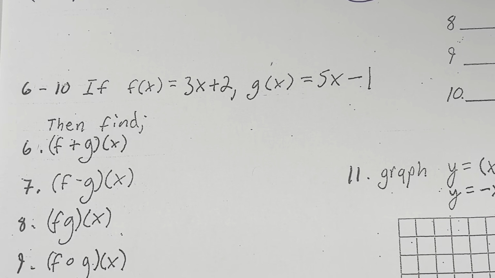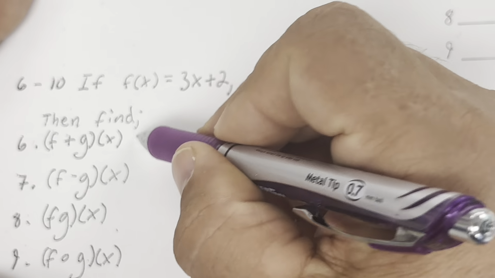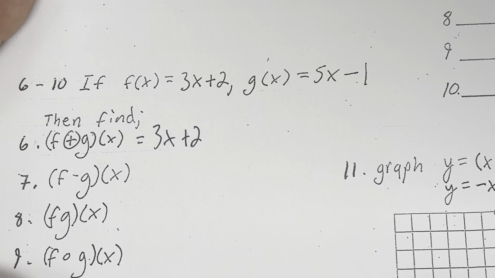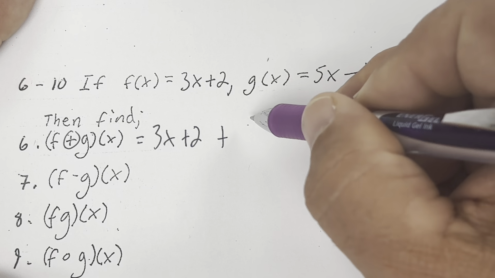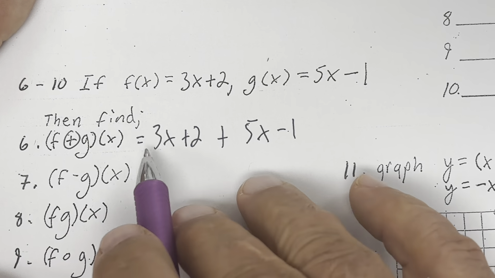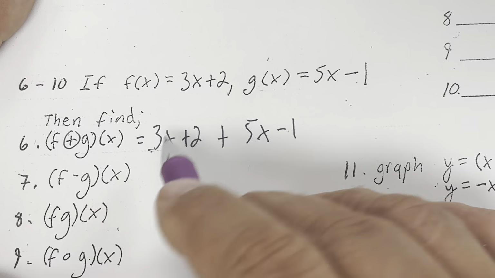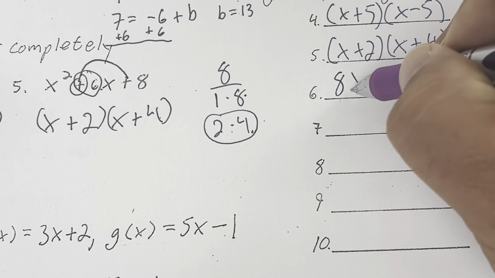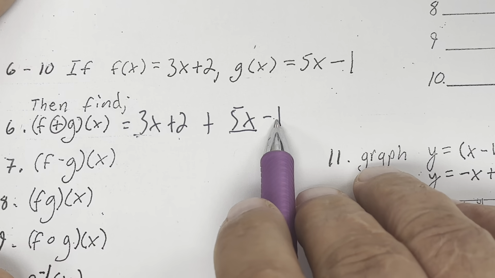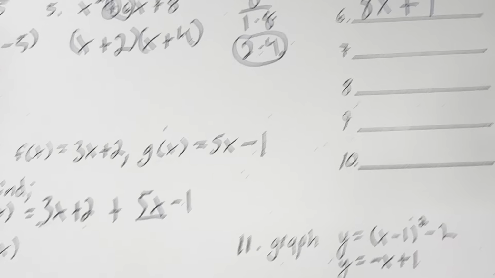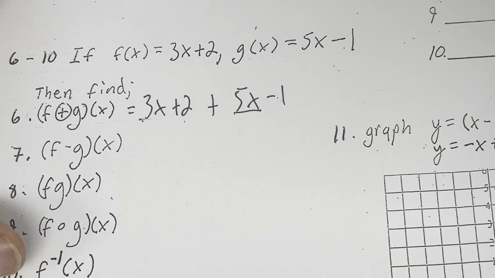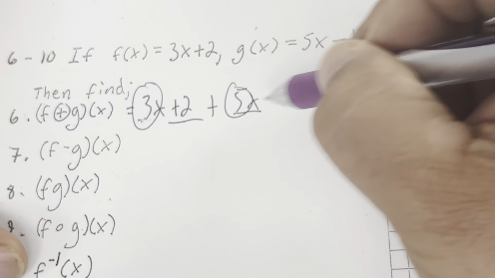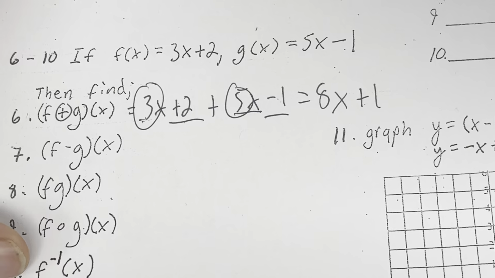Composite functions, f plus g. So I'm going to do 3x plus 2 plus 5x minus 1. So when I combine like terms, that's 3x and 5x. That's going to generate 8x. And then 2 minus 1, it's going to be plus 1. So again, 3x and 5x, that equals 8x. And then 2 minus 1 is plus 1.